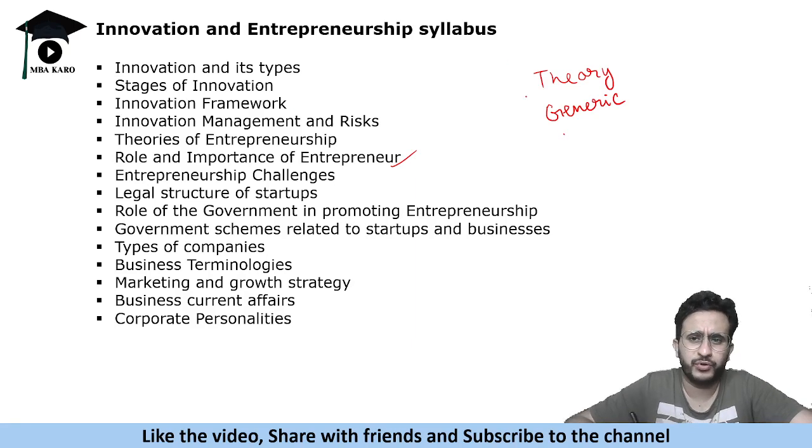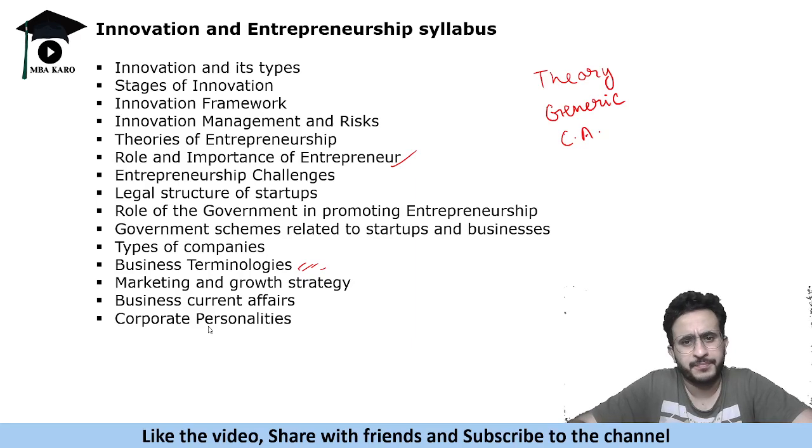Then third thing would be related to some glossaries like terms and all. These are some boring things which you may not like reading the theory. Some will be business terminologies, etc. And then you can have some current affairs and some about corporate personalities, like who is the CEO of so and so company, something related to corporates. So this is what is covered in this.